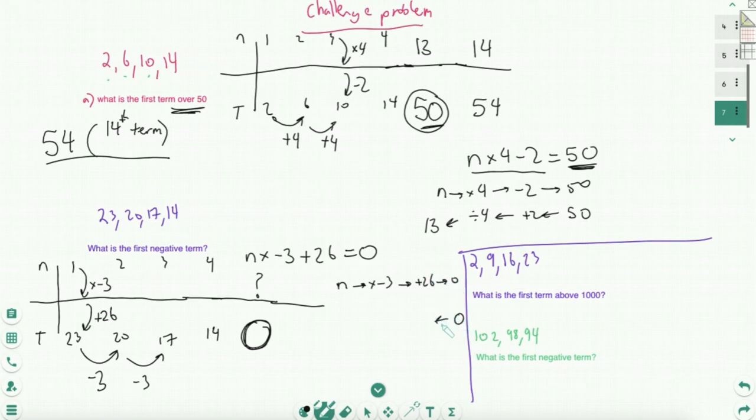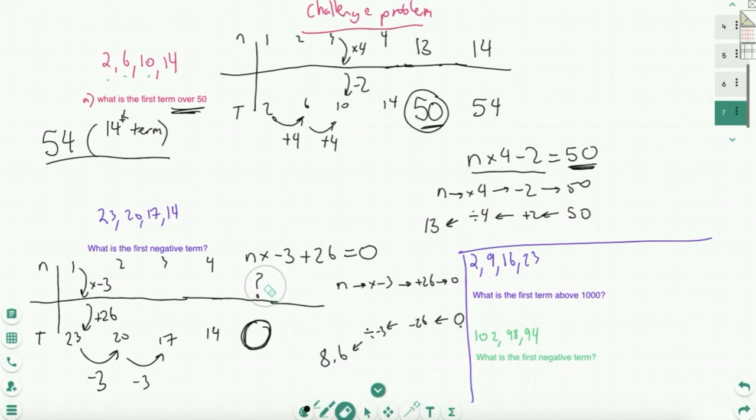Let's go backwards. Minus 26, divide by -3. 0 minus 26 is -26. -26 divided by -3. Oh man, I don't want to use my brain today, bro. And where's my calculator at? Here we go. So 0 minus 26 is -26. And then -26 divided by -3 is 8.6.